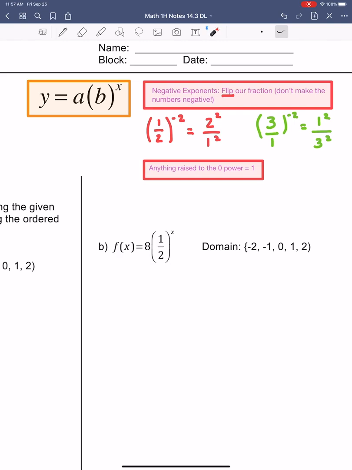And then also I want to bring your attention to the next piece here, which is that anything raised to the 0 power is equal to 1. So for example, if I have 5 raised to the 0 power, that equals 1. Okay, and that's so that our number system works, and we'll talk a little bit more about that as we get into more properties of exponents here. So anything to the 0 power equals 1.